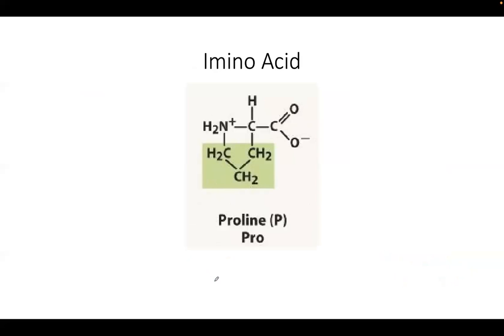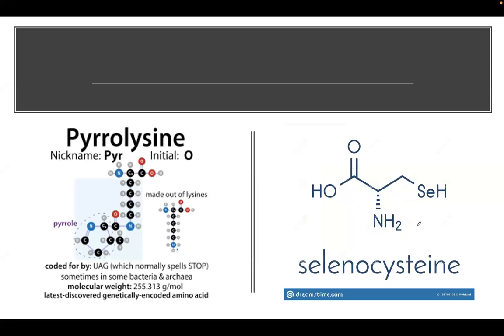Now, what is the amino acid that contains an imino group? It is proline. Proline is a very, very important amino acid which causes collagen kinks. So please take note of that. That's proline.